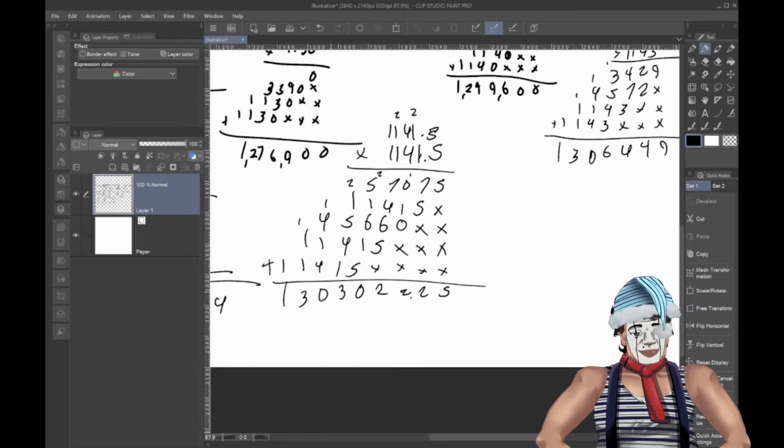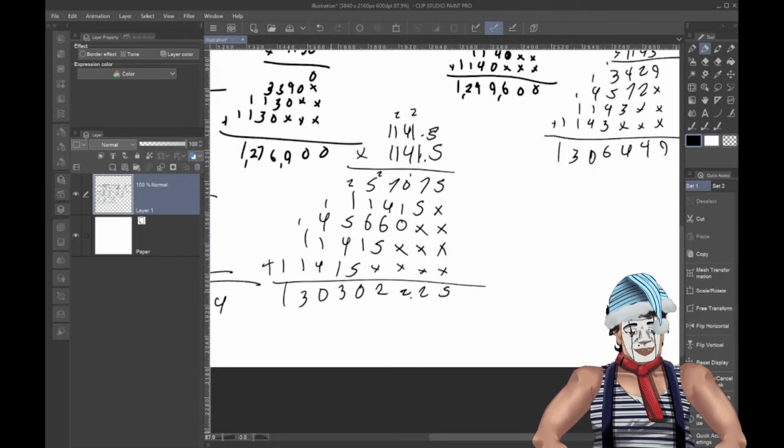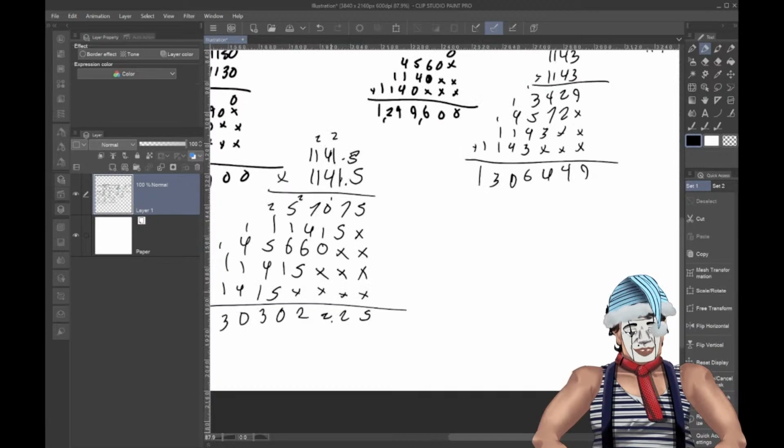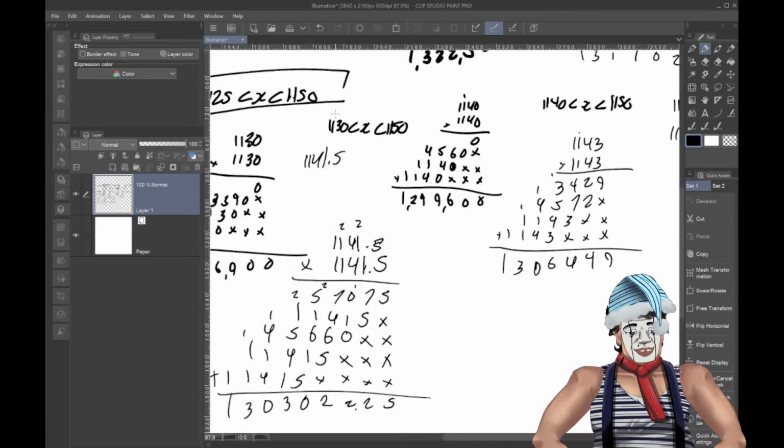Let me see here. According to this, the number's too large. So our range is between 1141 and 1141.5.